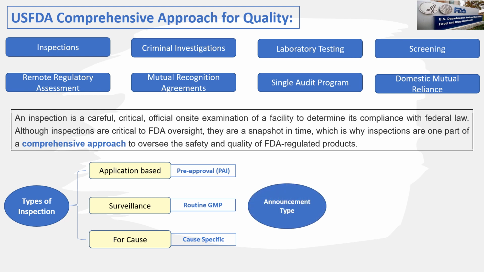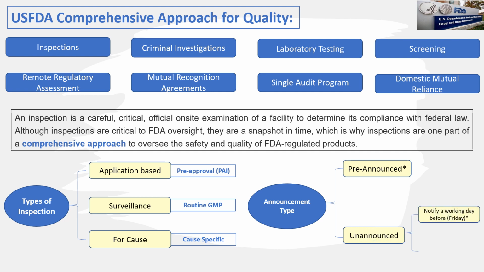Okay. And based on the type of announcement, there are again two types of inspections. There are pre-announced inspections, in which the audit is announced well in advance, and there are unannounced inspections. So for unannounced inspections, if they want to start an inspection on Monday, usually a notification will be received on Friday by the end of the day that the inspectors will be arriving at site on Monday to start the inspection. And the second is that the inspectors directly arrive at the site and start the inspection on any day.